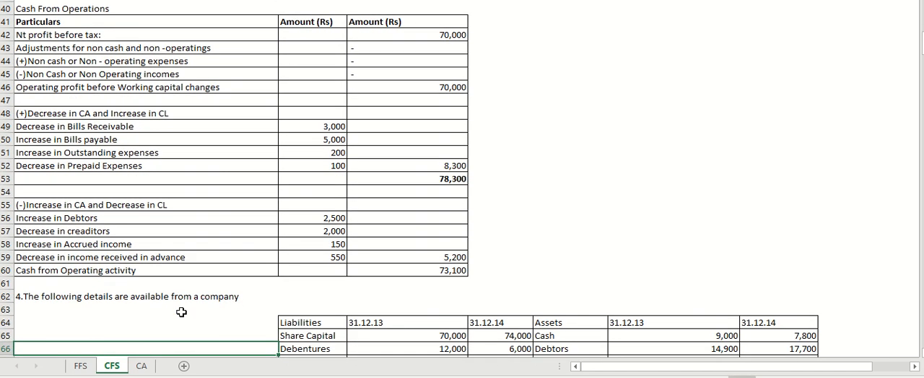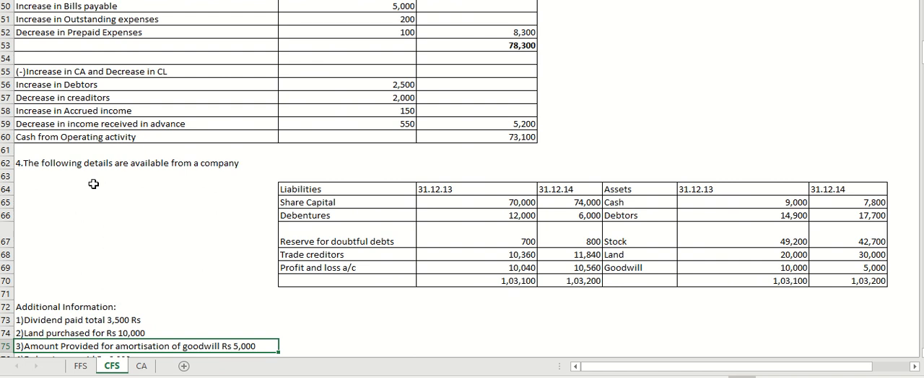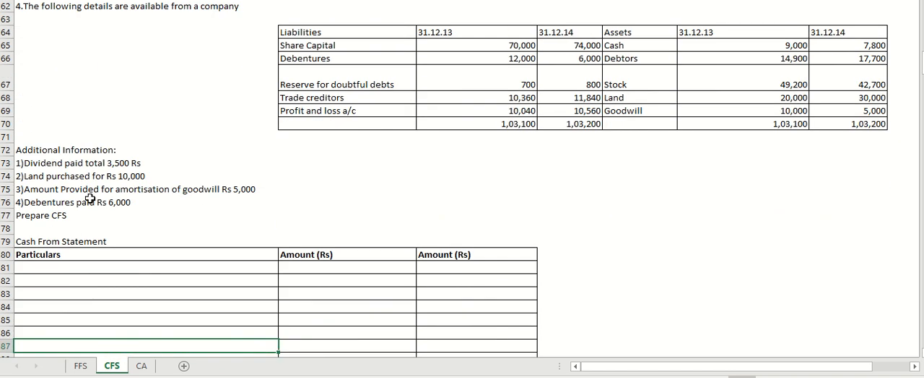Now let us move on to the next question. Our next question is: the following details are available from a company. I've given the liability side and asset side, with the previous year and the current year. First we are supposed to prepare a full statement, which will include cash from operating activities, cash from investing activities, and cash from financing activities. So we will start with the discussion of the question.